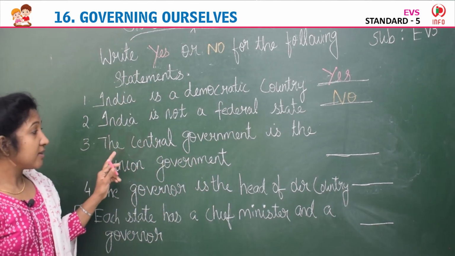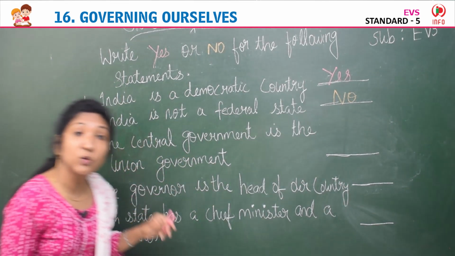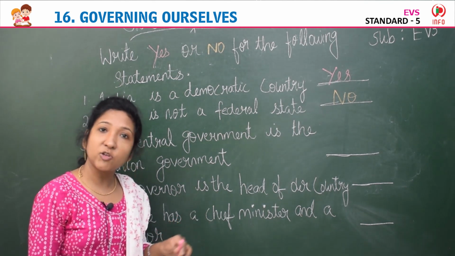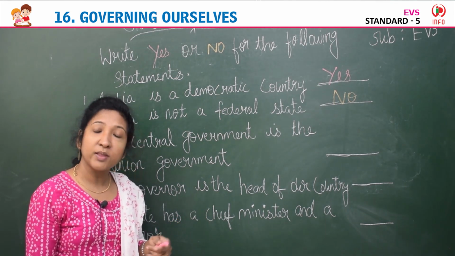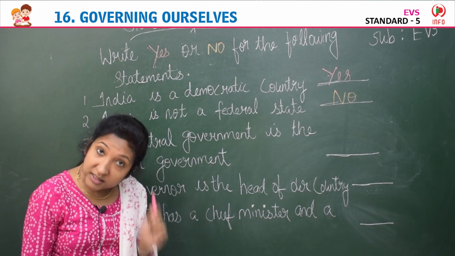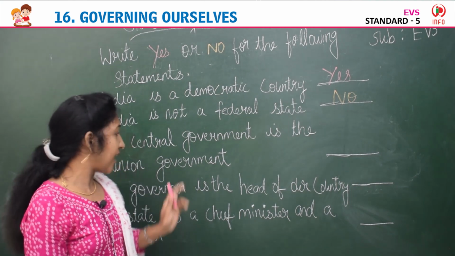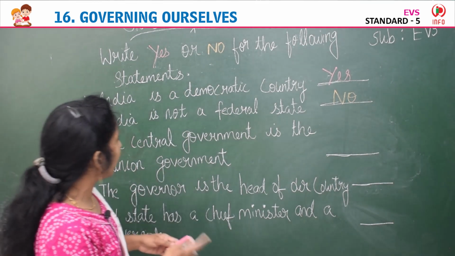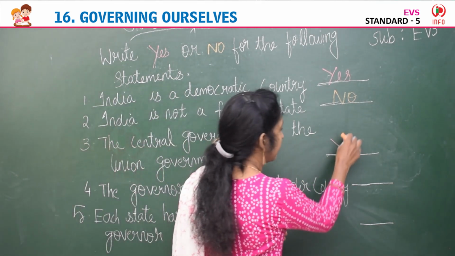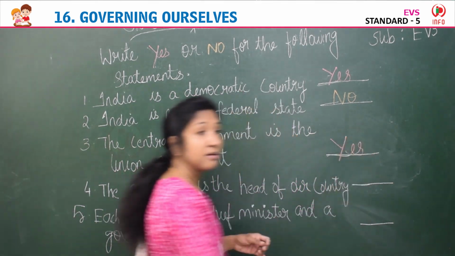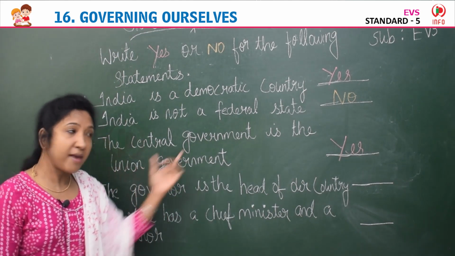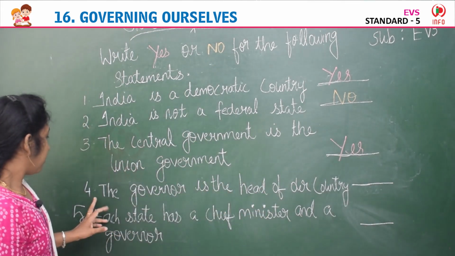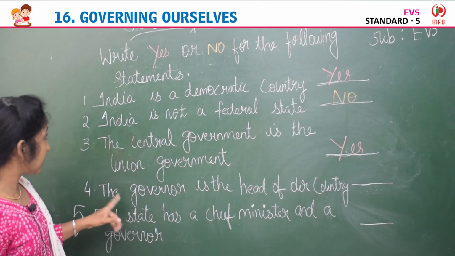Now, third is, the central government is the union government. Is it right or wrong? Yes or no? The answer is correct. The statement is right. So, you have to write yes. The central government is the union government. Yes.